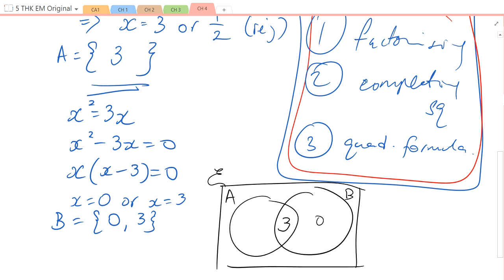Then what else is missing? The rest of the numbers. So we got, just put them randomly, 1, 2, 3, 4, 5, 6, 7, 8, and 9. Okay? So, alright with this question?